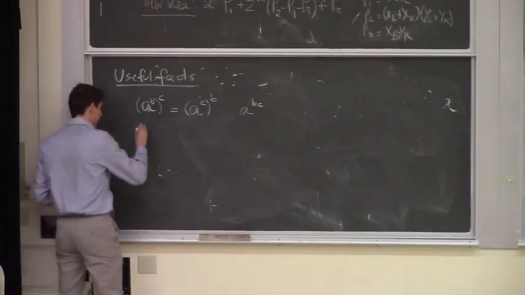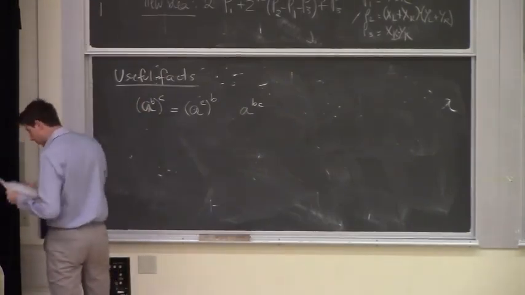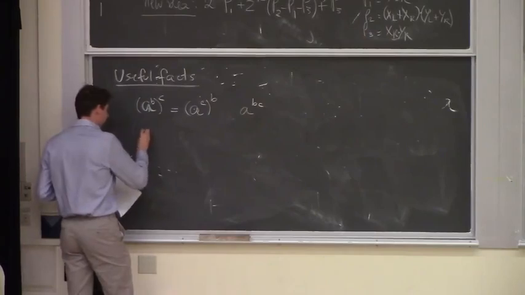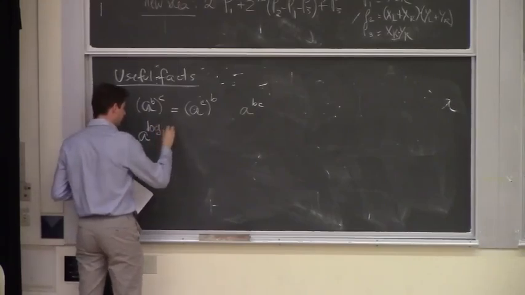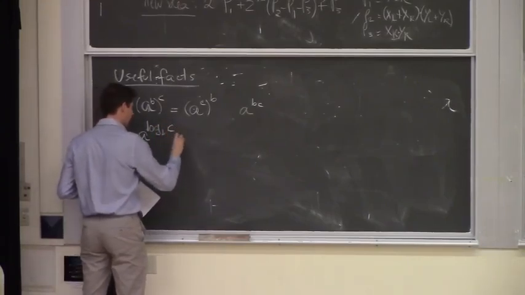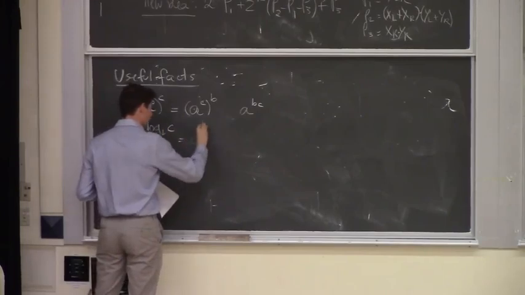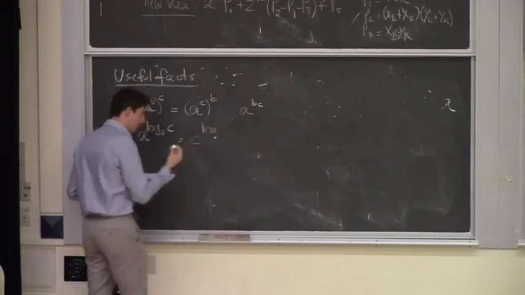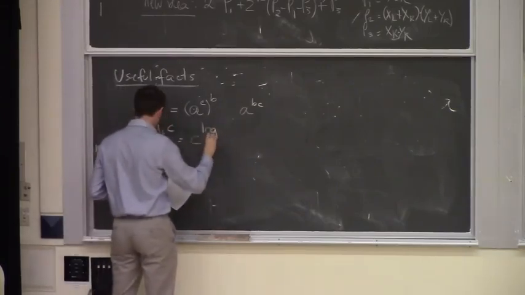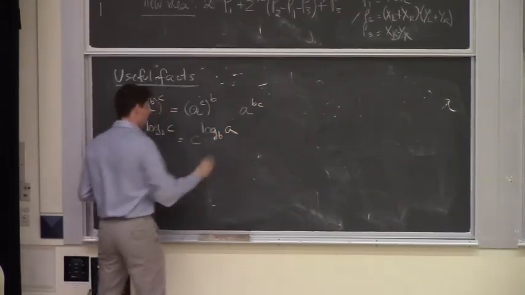OK, let me write something a bit maybe less obvious. So I can claim that a to the log b of c equals c to the log b of a. Man, this guy is such a rebel, doesn't want to do what it's born to be. OK.